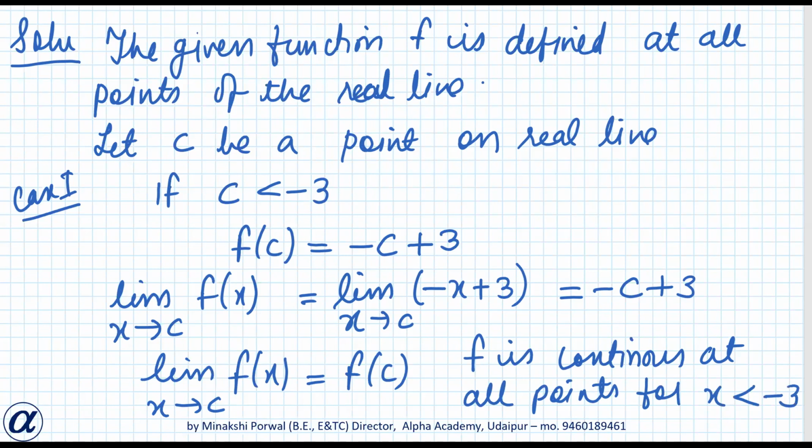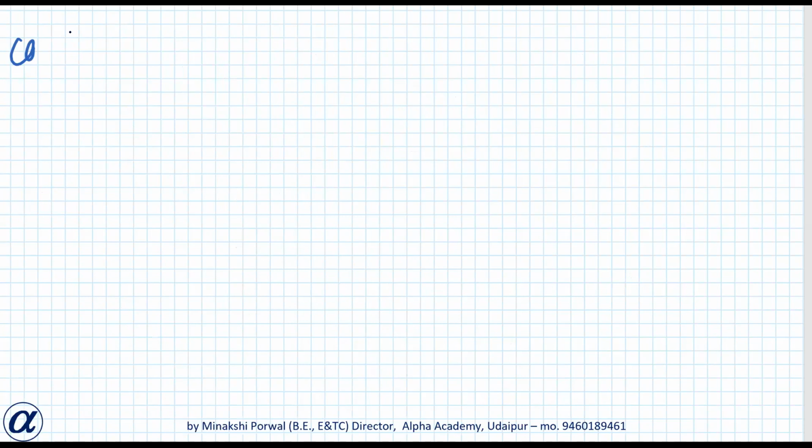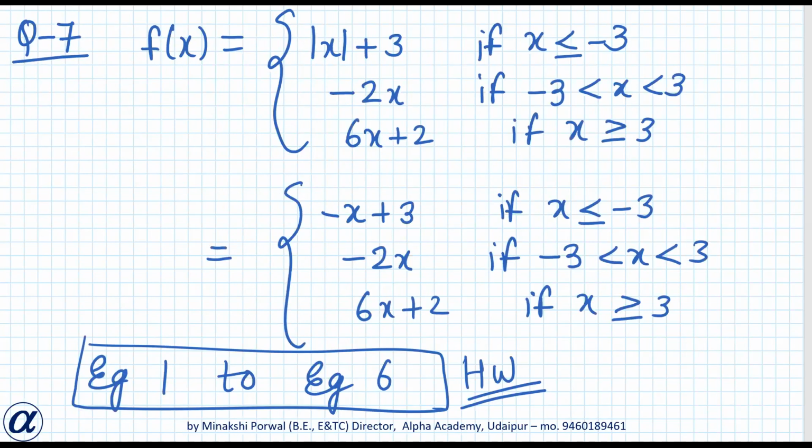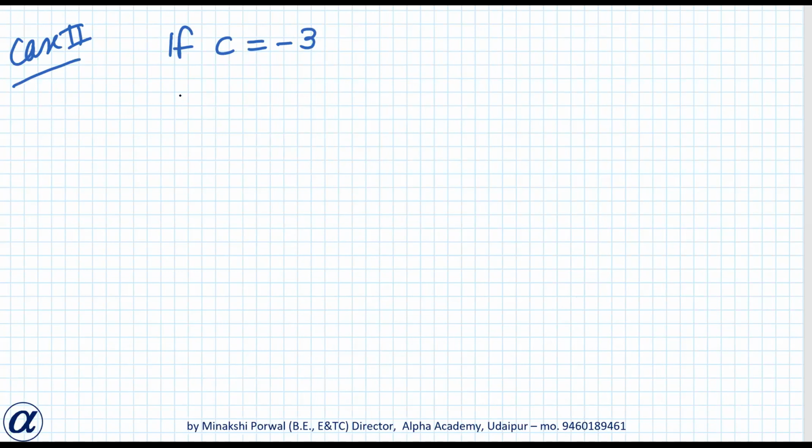Next, second case, if C is equal to minus 3. When C is equal to minus 3, the function is minus x plus 3. So f of minus 3 will be equal to minus of minus 3 plus 3, that is equal to 6.